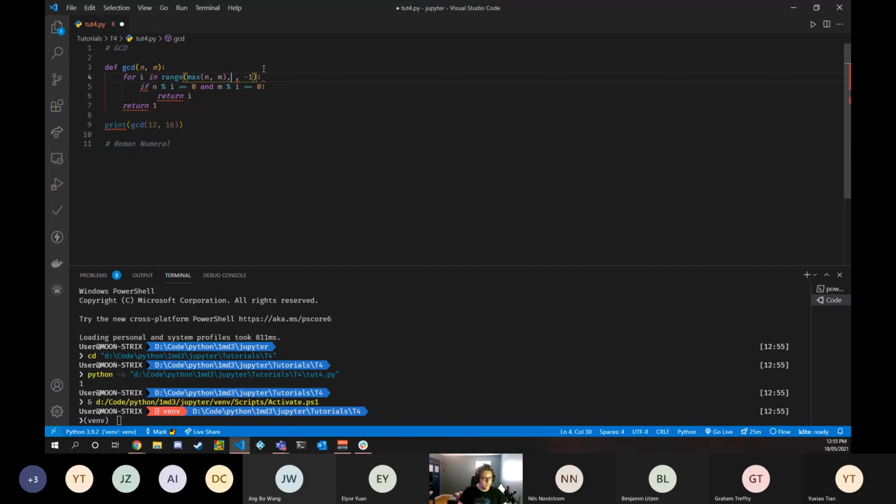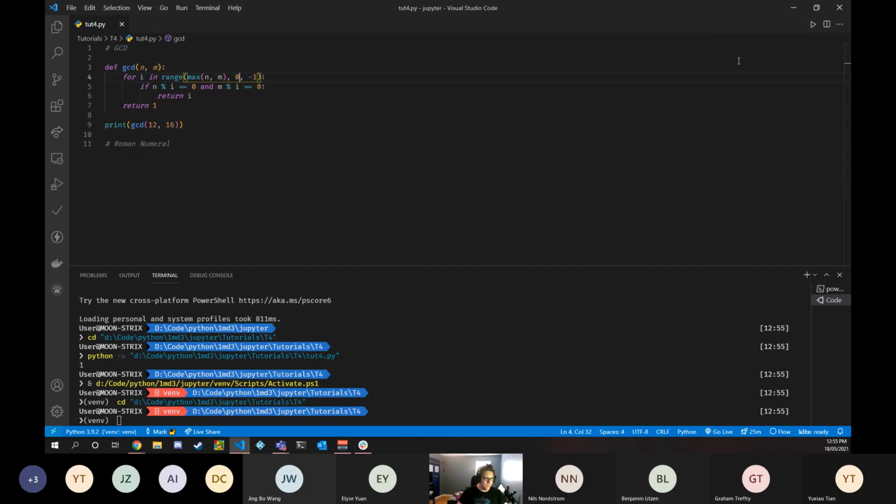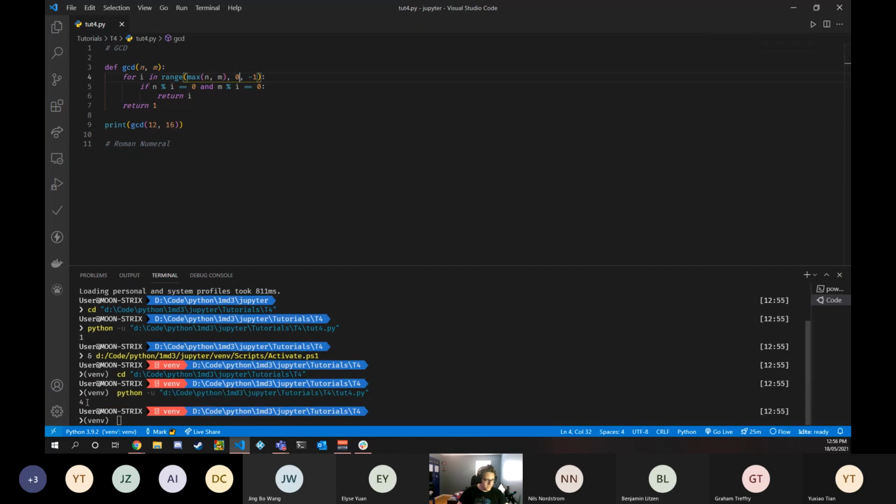I'm gonna assume range does it backwards. I don't like if this is the correct answer, but I think this is what's happening. Yep, that's what's happening. So if you look right here, there's a 4.